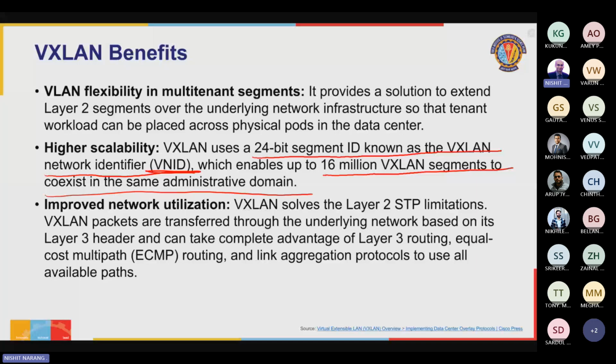And because it runs using the NVO3 technology over an underlying layer 3 network, it can take complete advantage of layer 3 routing coupled with ECMP routing to overcome the limitations that we saw earlier with VLAN being used in an access-aggregation-core network, where the STP challenge was coming in. So it does away with all those problems.